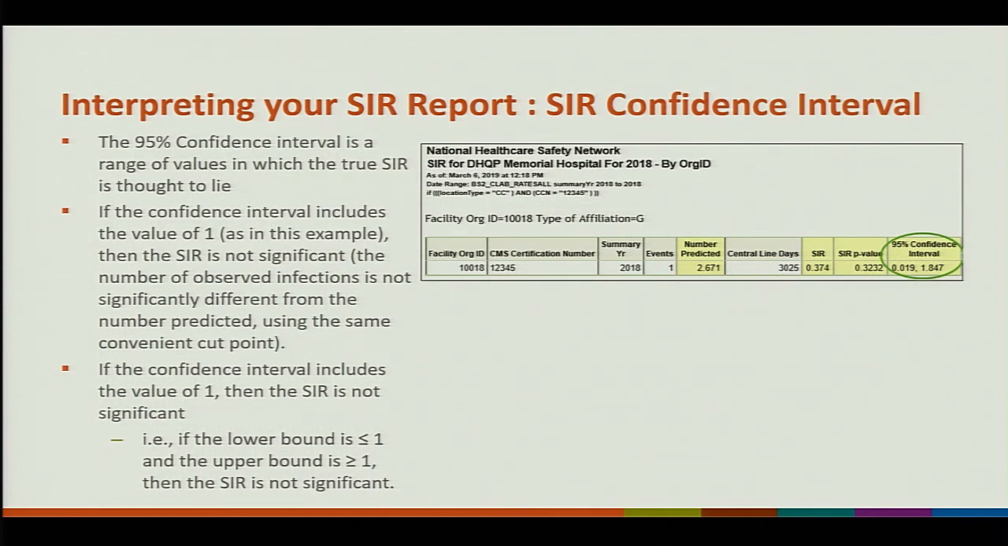And finally, the confidence interval. So the 95% confidence interval is the range of values in which the true SIR is thought to lie. Again, this is another way to see if your data is statistically significant. So if we have a confidence interval that has a lower bound that is less than or equal to 1 and an upper bound that is greater than or equal to 1, then the SIR is not significant. So again, we're seeing that here in our analysis for the 2018 data for CLABSI.